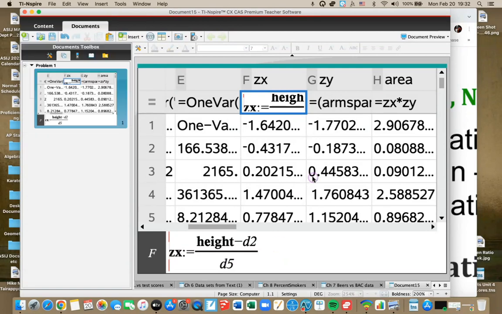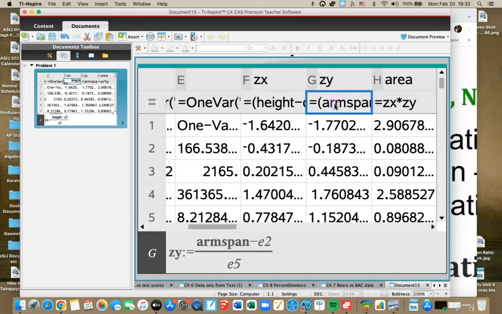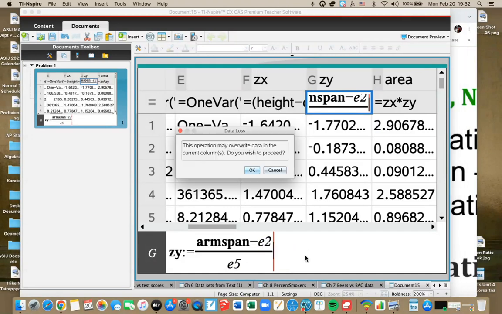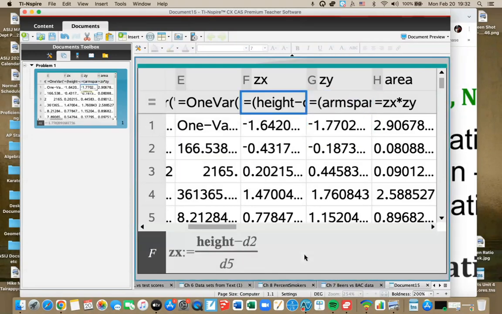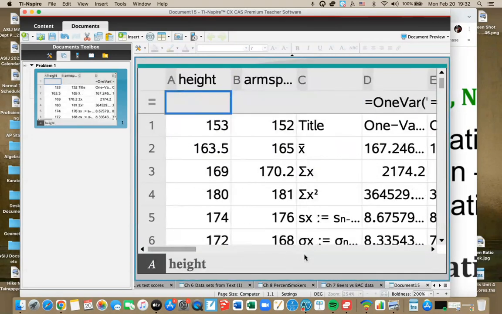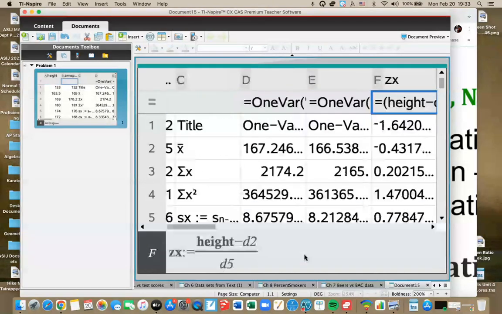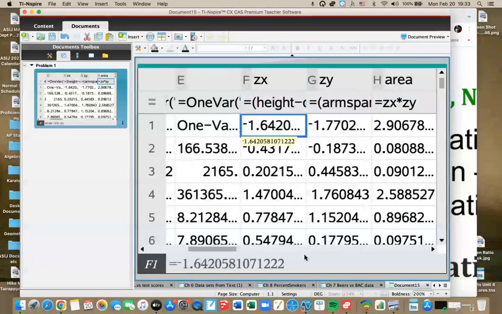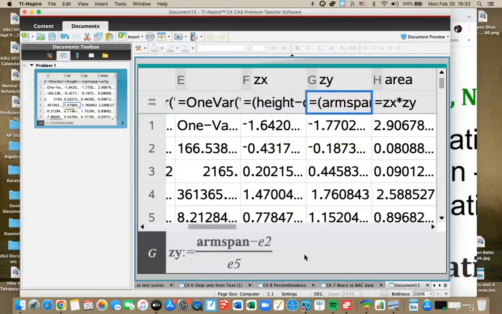Do the same thing for ZY, but in this case, I'm using arm span instead of height. And instead of D, I have E: E2 and E5 for mean and standard deviation. Again, pause the video and get your z-scores for both of your original lists. Okay, so your height and your arm span lists have now been turned into z-scores. So we have two lists of z-scores.